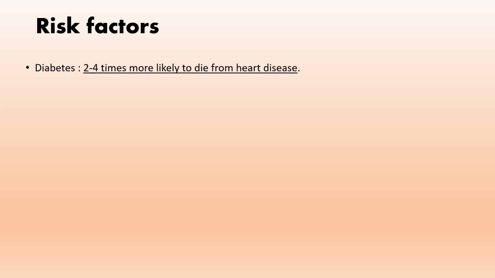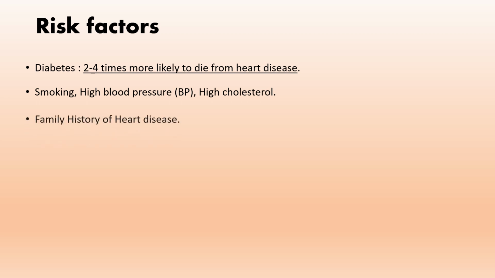People having diabetes are 2 to 4 times more likely to develop heart attack and die from heart diseases. So all diabetics should get regular health checkups, should be very cautious, and should control their blood sugars very well. Then smoking, high blood pressure, high cholesterol are other important risk factors for development of heart attacks. Then family history of heart disease. This is very important. Whoever has a family history of heart attack at less than 55 years in males and less than 65 years in females should be more cautious.